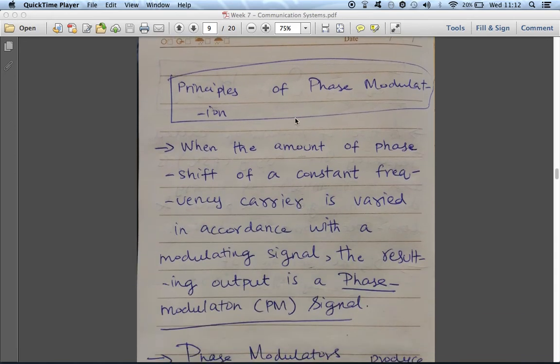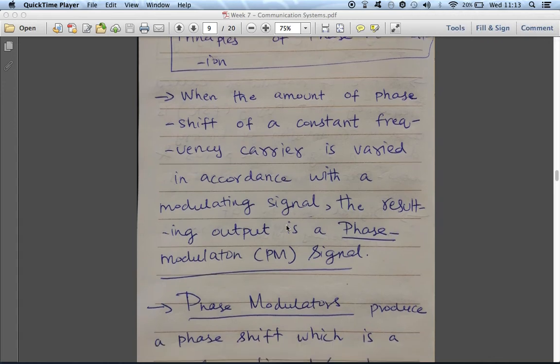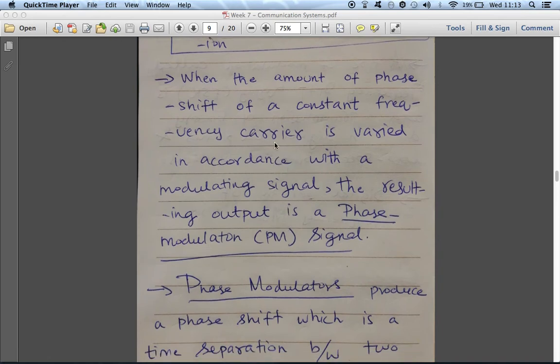What is phase modulation? Whenever our carrier signal is varied in accordance with the information signal in such a way that its phase is being shifted, then this kind of modulation is called phase modulation. Here we have the carrier whose phase is shifted at different degrees whenever we have an amplitude of modulating signal which is varied.